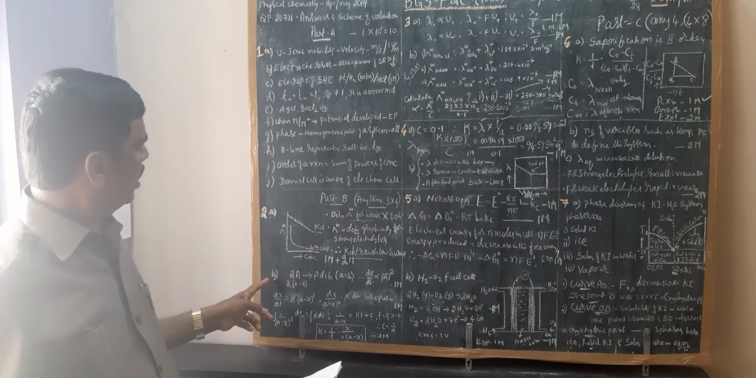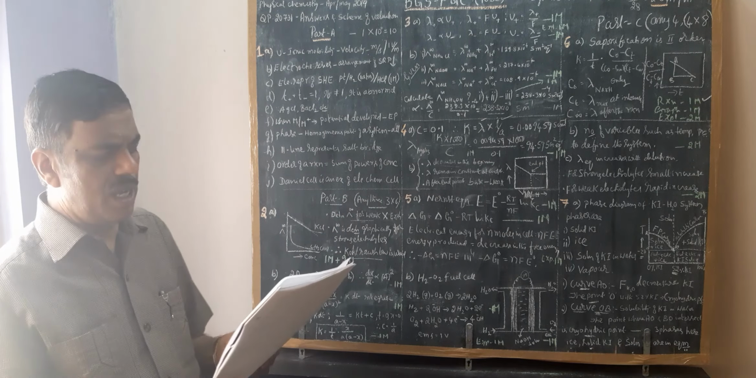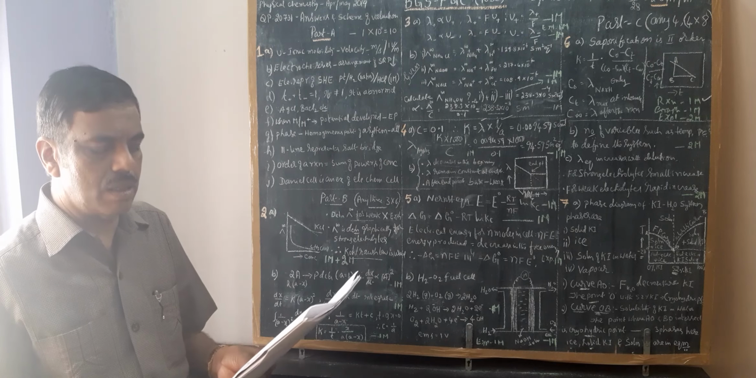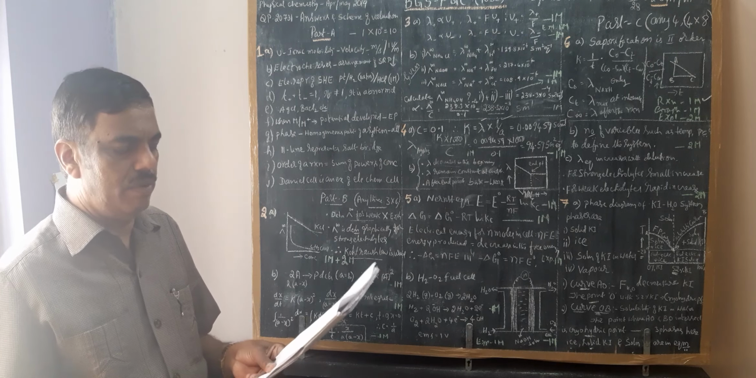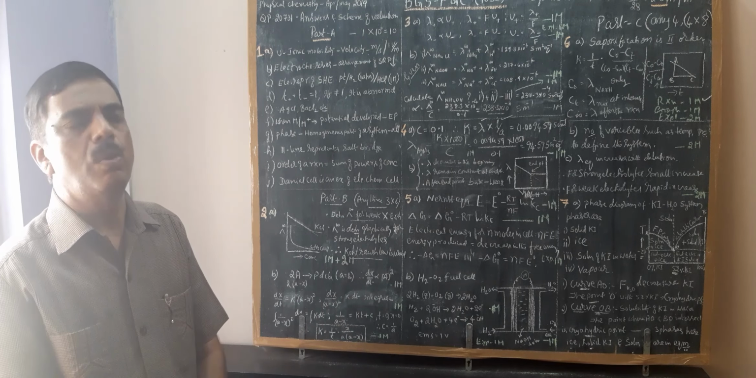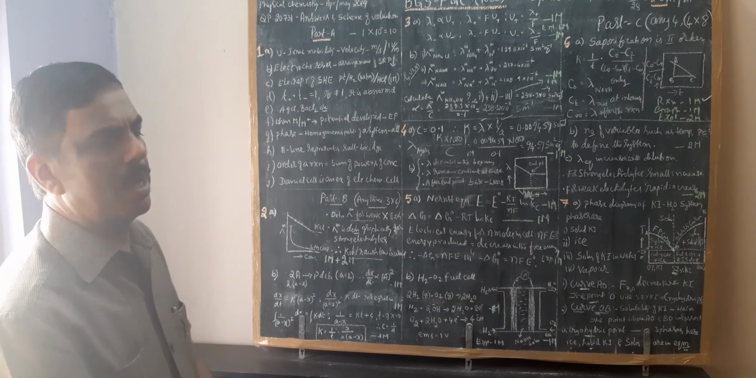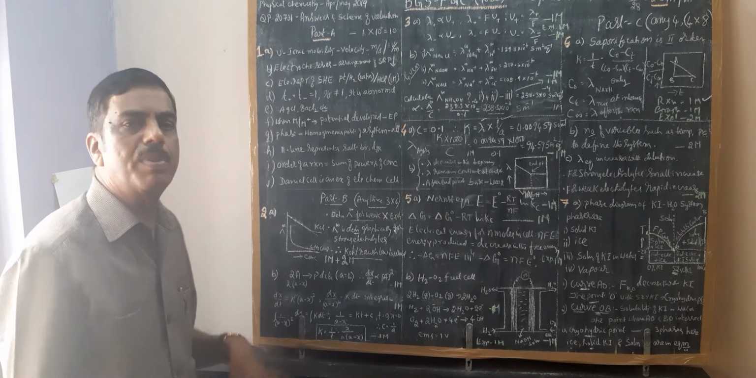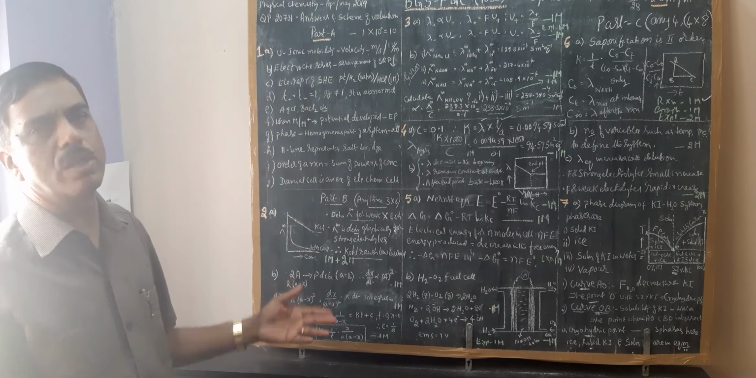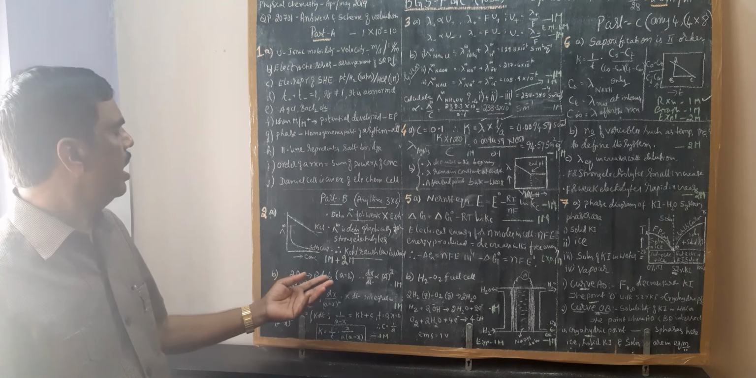Now come to question 3B. Derive an expression for rate constant of a second order reaction when A is equal to B. 3 marks. Both the reactants are the same. It is a bimolecular reaction. So you have to write the expression for second order reaction. 2A gives rise to products. It's a second order reaction.